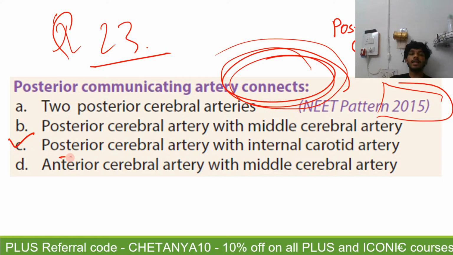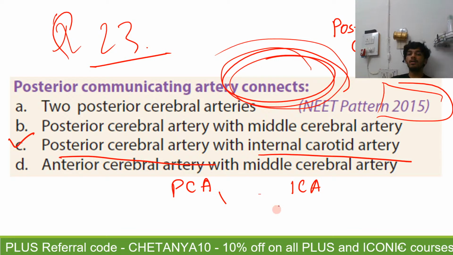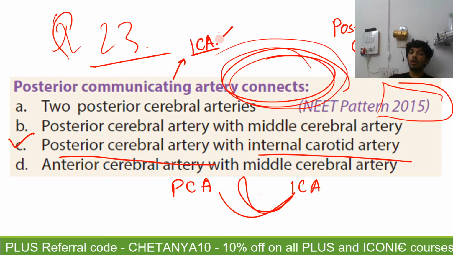Right. Posterior cerebral artery with the internal carotid artery. That's true. The posterior cerebral artery communicates with the internal carotid artery via the posterior communicating artery. So remember, the posterior communicating artery is a branch of the internal carotid artery.